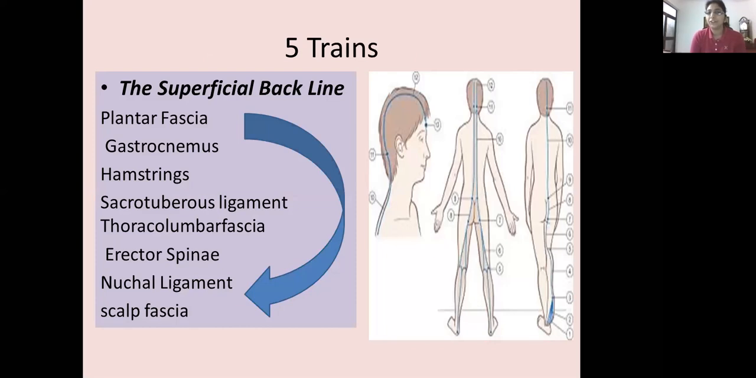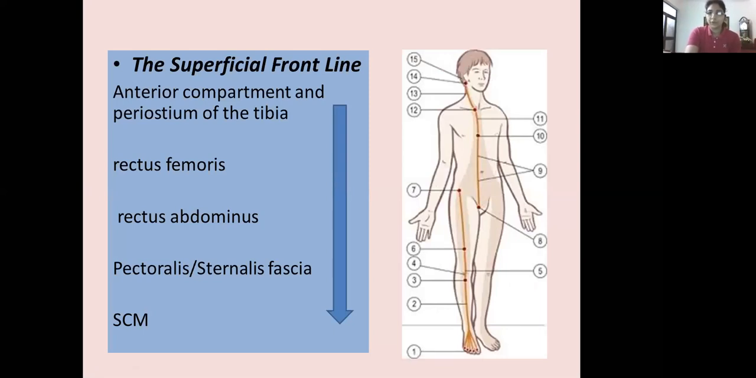It is divided into the superficial back line. It starts from the plantar fascia, goes to the gastrocnemius, hamstring, sacrotuberous ligament, and thoracolumbar fascia, erector spinae, nuchal ligament, and scalp fascia. So it is in the back of your body. This will stretch when you do all the bending activity. When you forward bend, the whole fascia of your superficial back line will stretch. And if you do cervical flexion along with forward bending, this will stretch the scalp fascia also. So if I want to check the whole fascia, I have to make the person forward bend fully, right?